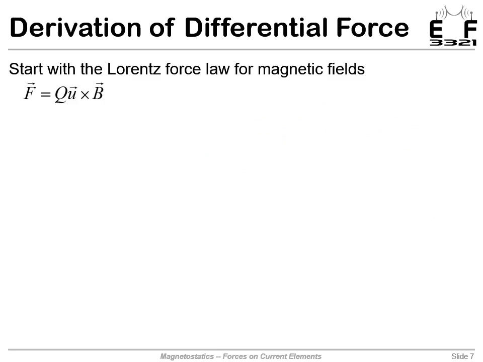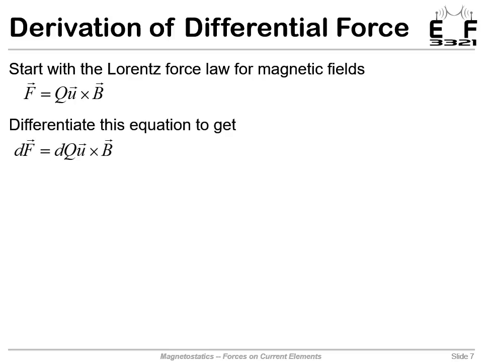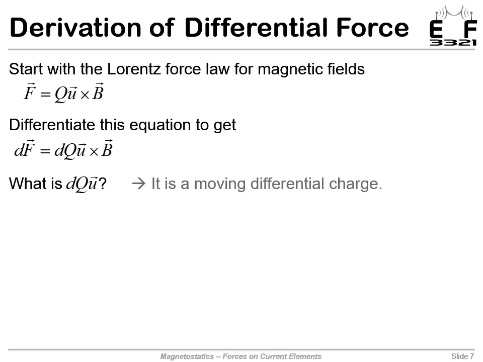So let's go ahead and derive that equation for the differential force. So we start off with the Lorentz force law, and we're ignoring the electric field part of that. So F equals Q times U cross B. To get the differential force, we'll differentiate that equation. And we end up with a term here, dq times U. So what is that? Well, dq is a differential charge, u is velocity, so this is some kind of moving differential charge. It is a differential current.